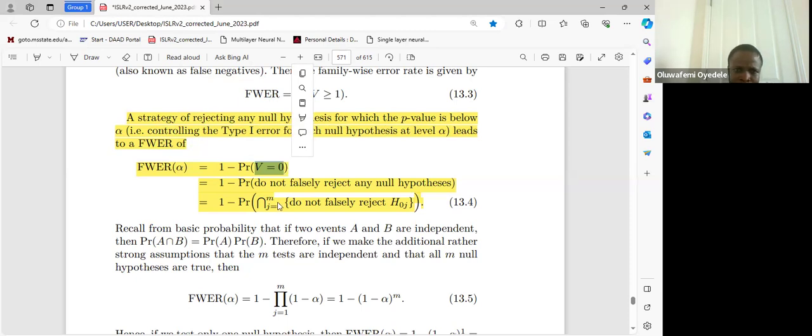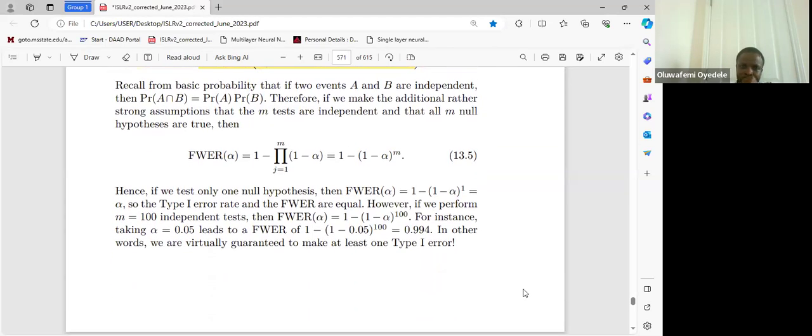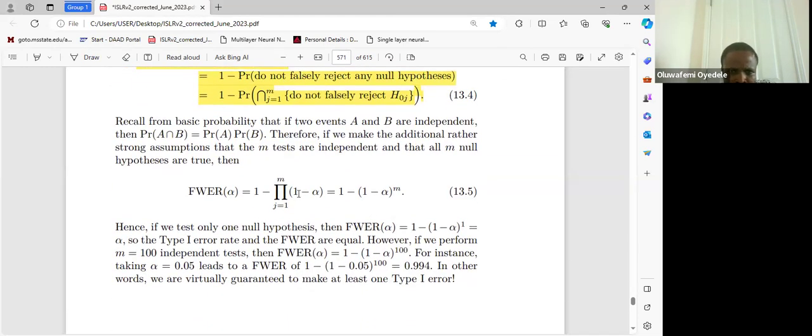So we also have one minus the probability of not falsely rejecting the null hypothesis, which is what the family-wise error rate stands for. We also recall from basic probability that if two events A and B are independent, then the probability of A intersection B equals the probability of A times the probability of B. From equation 13.4, they were also able to derive equation 13.5, which gives us one minus alpha equals one minus alpha, raised to the power of M.